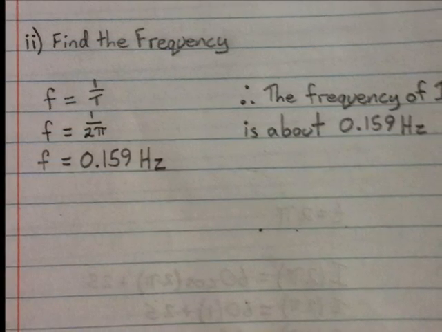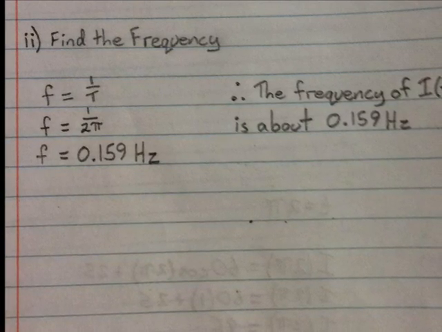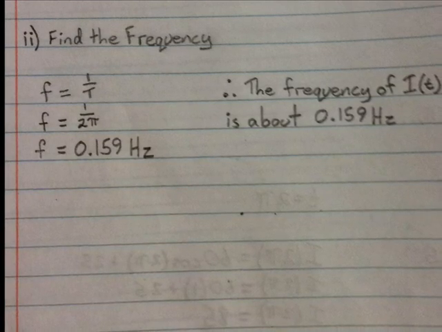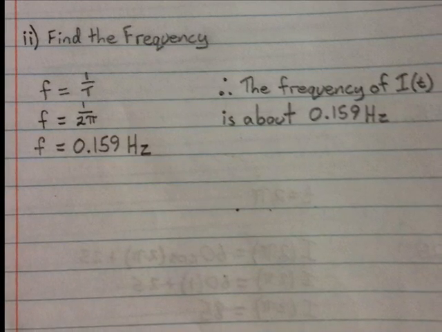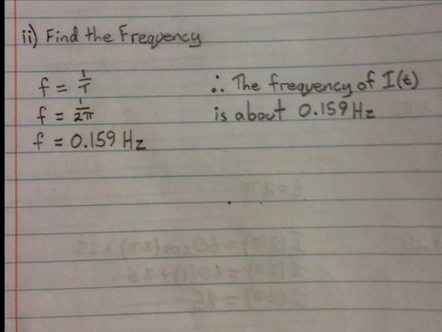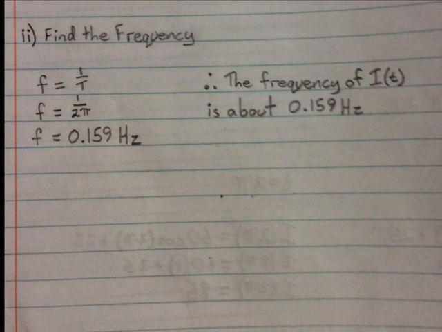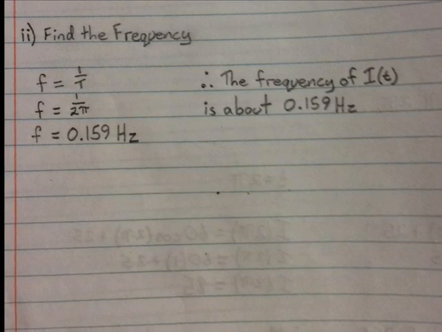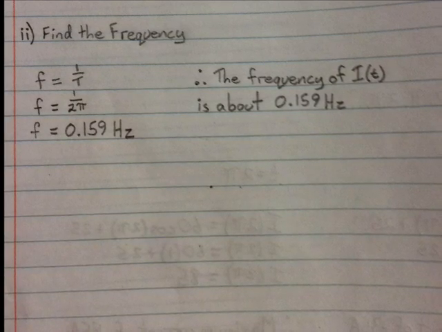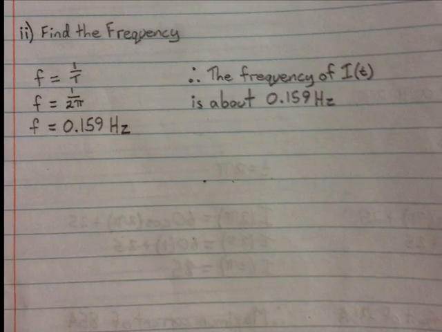Next, we are asked to determine the frequency of the function. This can be done by using the equation f, or frequency, equals 1 over T, or period. From the previous part of the question, we determined that the period was 2 pi, so we can plug this into the equation. So we have f equals 1 over 2 pi, which can be simplified to f equals 0.159. Therefore, the frequency of the function I of t is about 0.159 Hertz.